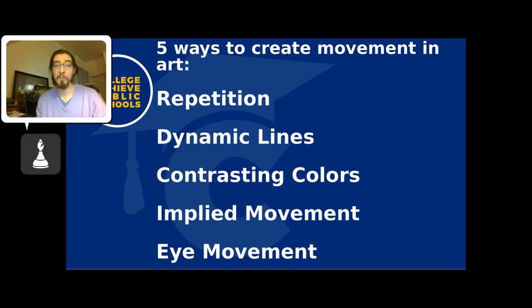Next, we're going to talk about dynamic lines versus static lines. Dynamic lines just remind us of movement because they're not static, but we'll get into the definition when we see that. Contrasting colors, we already talked about. Remember, contrasting colors kind of have that energy. Something light versus something dark really draws your attention, draws your eye. That's why they use it in advertisements. Then we have implied movement. Implied movement is just like it sounds, when something looks like it's moving.